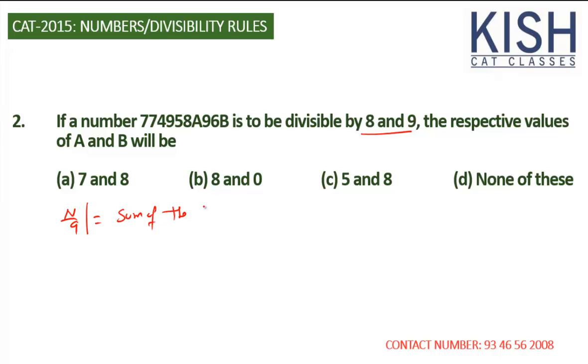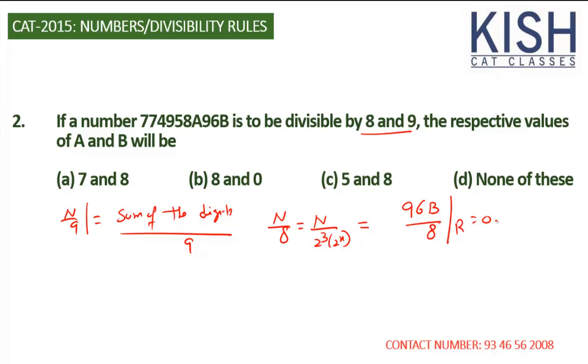Sum of the digits by 9. First let's find n by 8. Here n by 8 is nothing but n by 2 cube, that is of the form 2 power x. Since x is 3, we need to consider only the last 3 digits of n. The last 3 digits of n are 96B, divided by 8, and the remainder is 0.